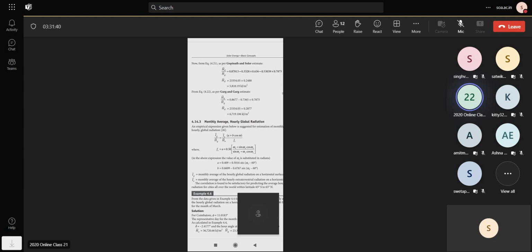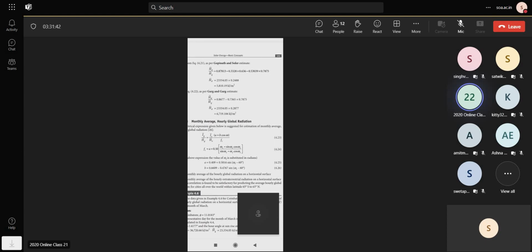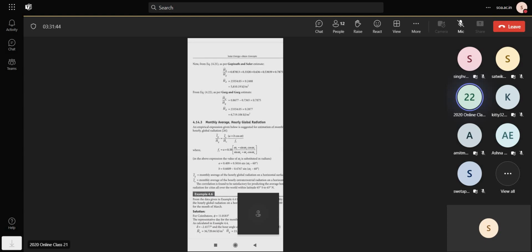So do one thing, please copy these equations from 4.23 for Ig bar and I0 bar. Please copy this equation. I am giving you just 3 to 4 minutes. Then we'll solve one problem.